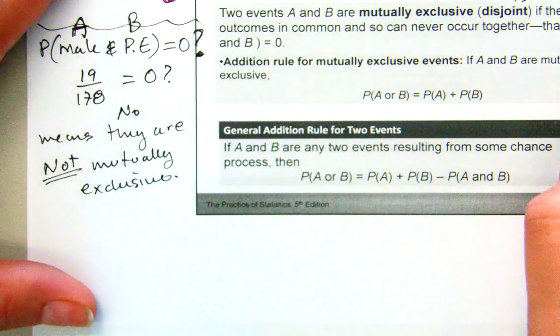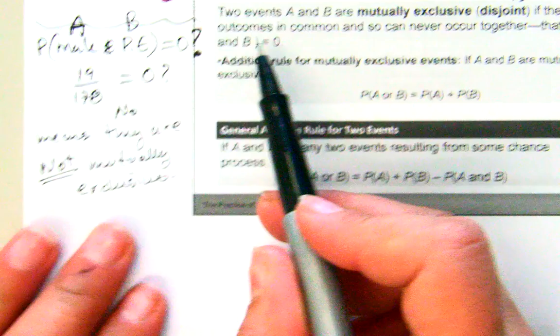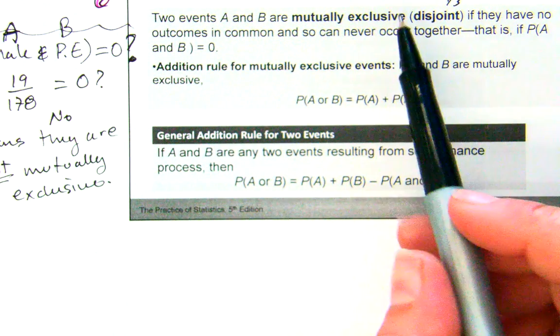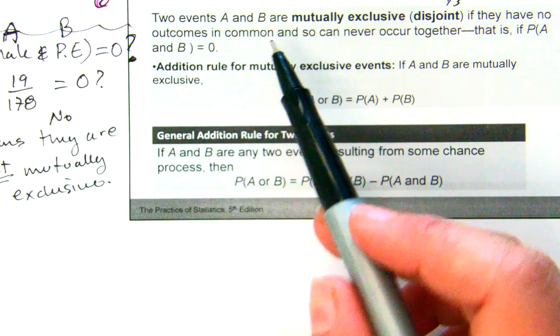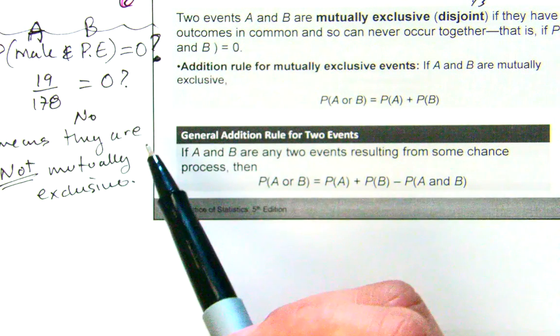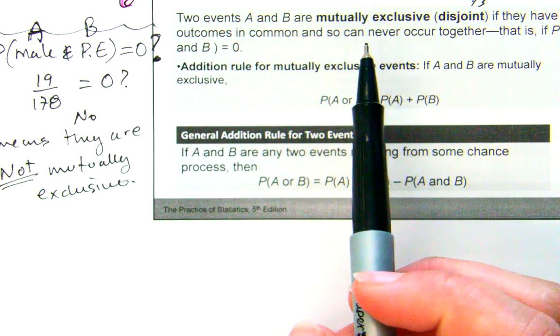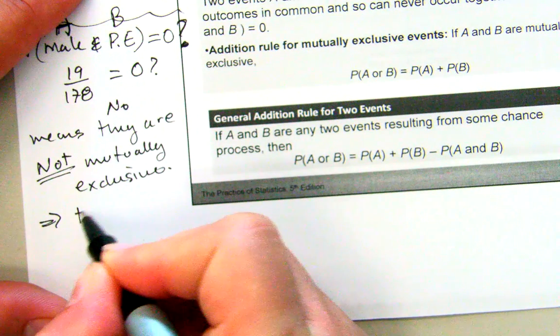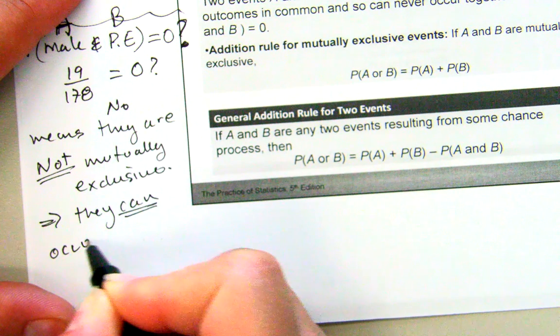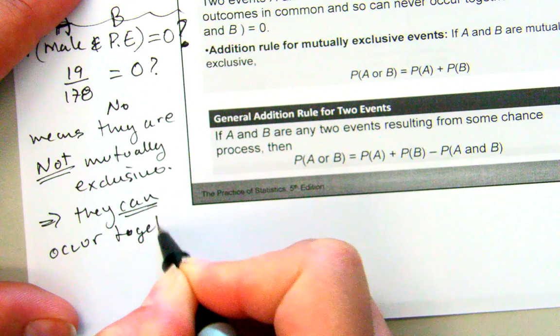Okay, so they do have outcomes in common. Because if they were mutually exclusive, they would have no outcomes in common. But they are not mutually exclusive, so they do have outcomes in common. So they can occur together, which is the more important thing. They can occur together at the same time. Okay?